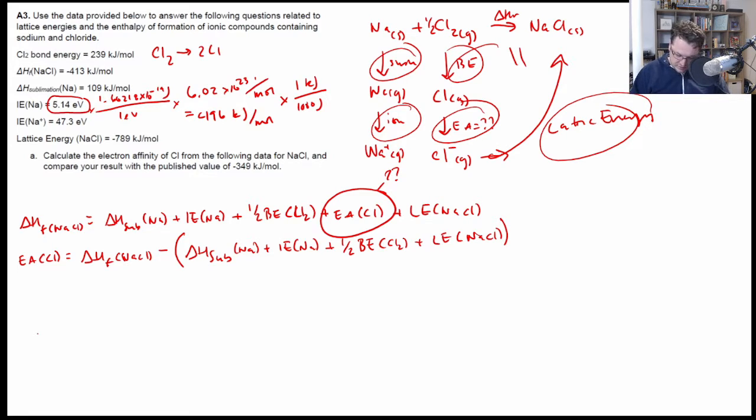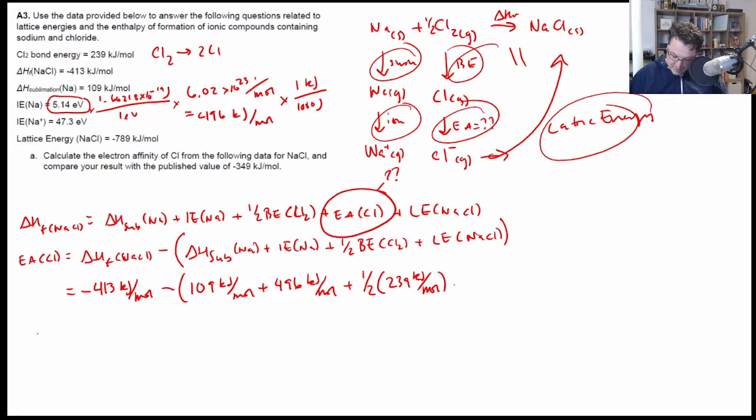Now if I simply plug in all of these numbers, we have delta H f, or sorry, the heat of formation for sodium chloride is negative 413 kilojoules per mole, minus delta H sublimation, which is 109 kilojoules per mole, plus the ionization energy we just calculated, which is 496 kilojoules per mole, plus the chlorine bond energy, that's 239, so it's 1/2 of that, 239 divided by 2, plus the lattice energy, which is negative 789 kilojoules per mole. Right? We have all of that.